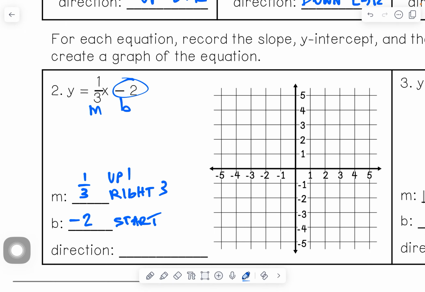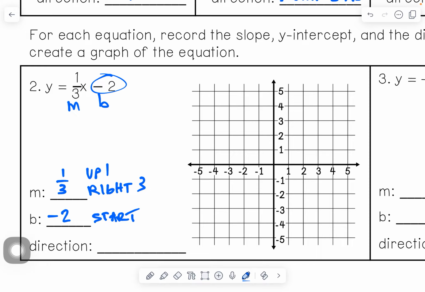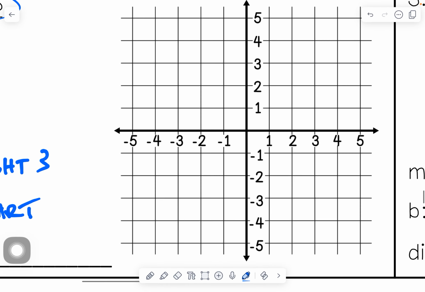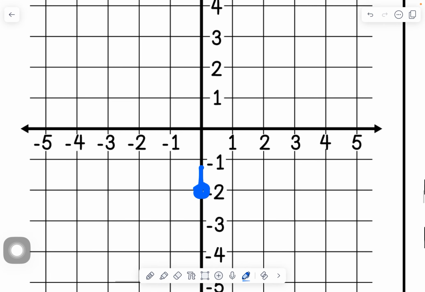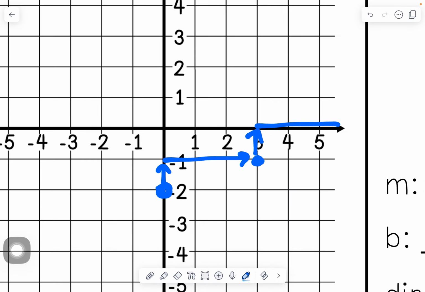Okay, so I come on over here to my graph. I'm going to plot -2 first on the y-axis. That's right here. And then I'm going to carry out my slope. Up 1, and I'm going to go right 3. And I'm going to go up 1, and I can't quite go right 3 again, right? I'll be floating out here off the grid.